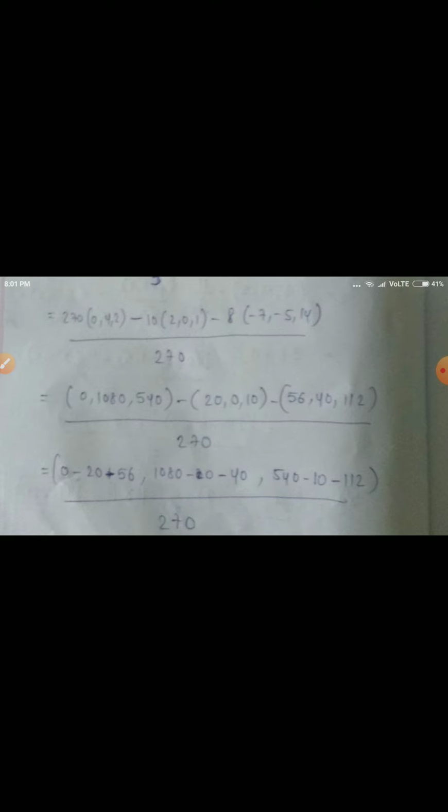That is 270 into (0, 4, 2) minus 10 into (2, 0, 1) minus 8 into (minus 7, minus 5, 14), divided by 270. On simplification we get (minus 16, 112, 32) by 270. That is your gamma 3.